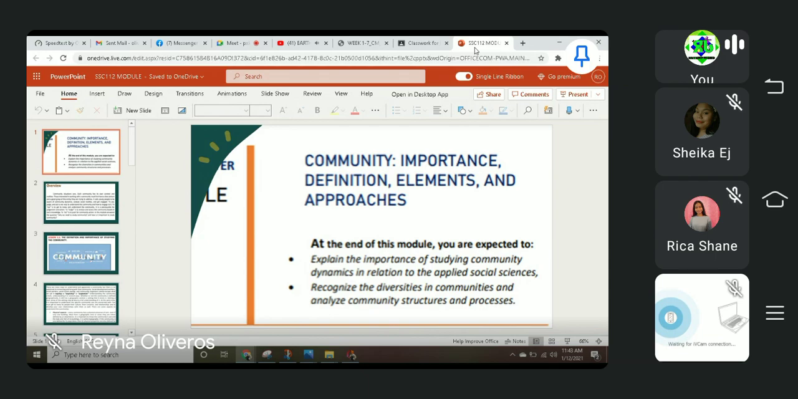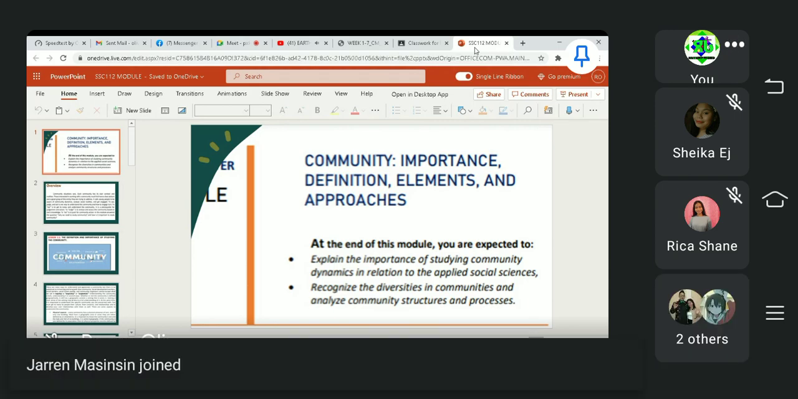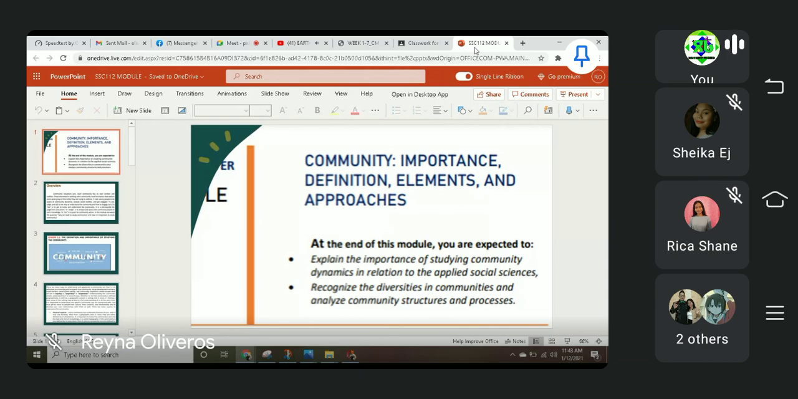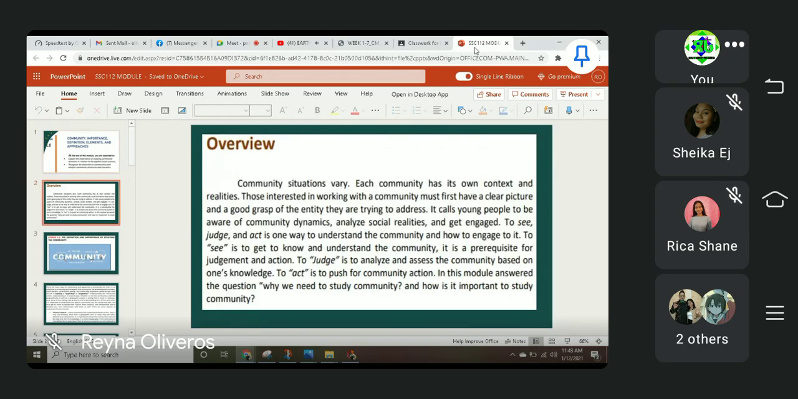So para sa objective number 1, you are expected to explain the importance of studying the community and its dynamic in relation to the applied social science. You are also expected to recognize the diversities in communities and analyze community structures and processes. So as an overview, it is said here that community situations vary, meaning every community has its capacity or capability of changing from time to time.